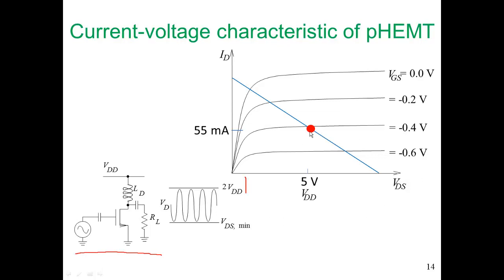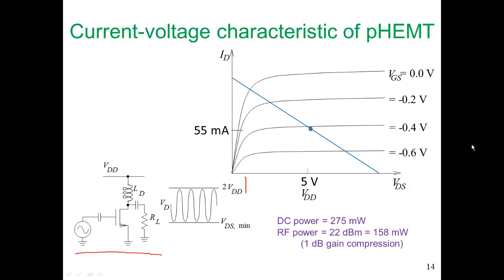So we must provide a negative gate source voltage of minus 0.4 volts to establish that condition. And again, you can be pretty sure that this is sitting right in the sweet spot of the transistor output characteristics. So this will be a Class A amplifier. The DC power is always being provided.